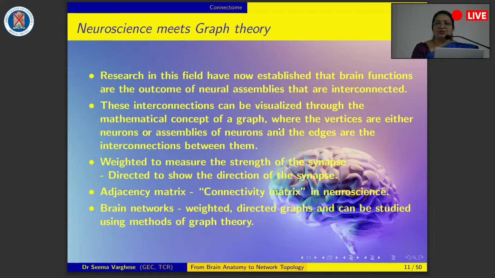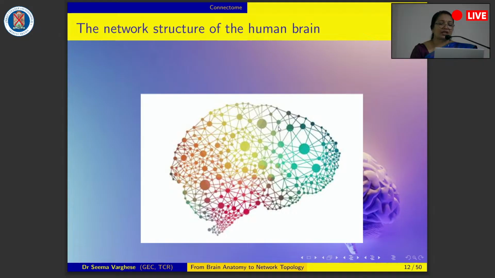Now whenever you have a graph, you have the adjacency matrix, and this adjacency matrix is called the connectivity matrix in neuroscience. Why? Because the brain has three types of connectivity. The neurons are connected, and there are three types of connectivity going there. So this is the structural network. This is a symbolic structure, not the exact one.